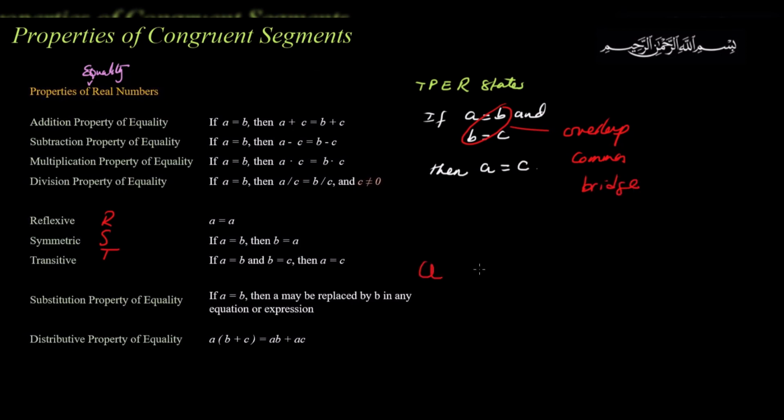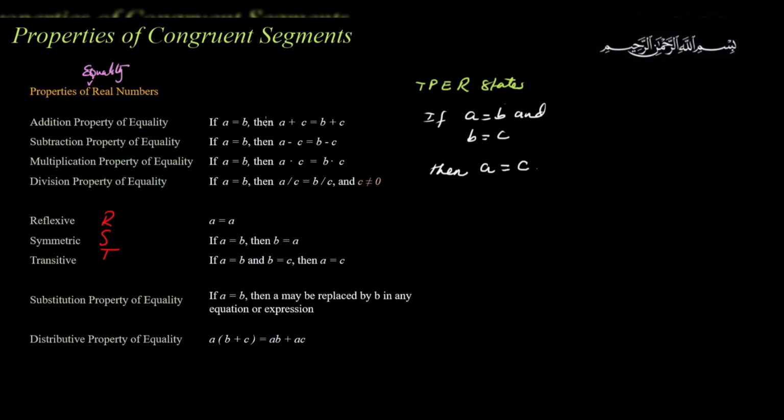So A is equal to B and then B is equal to C. So B here is kind of like a bridge for A and C, isn't it? Okay, so that's very, very important to appreciate, because in proofs this is not always readily apparent. So A is equal to B and B is equal to C.